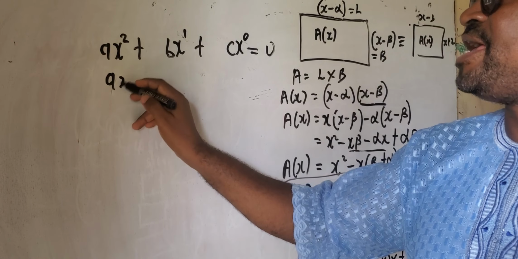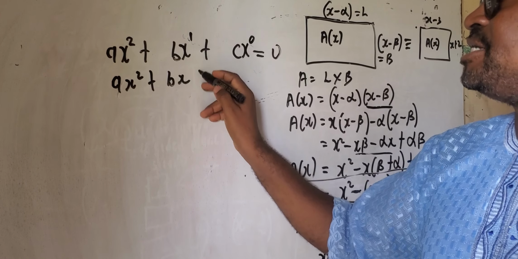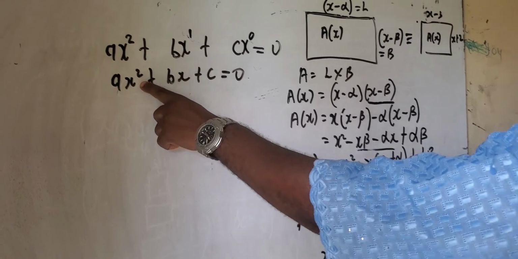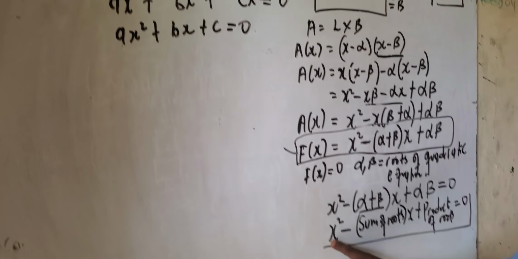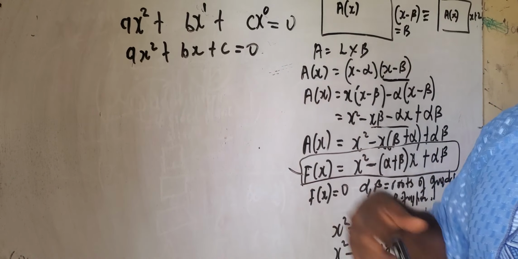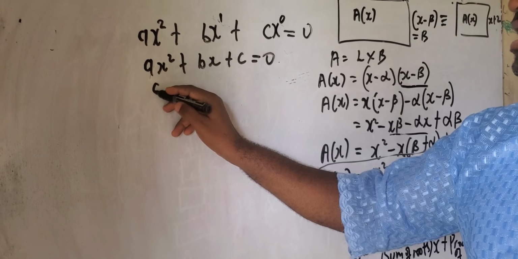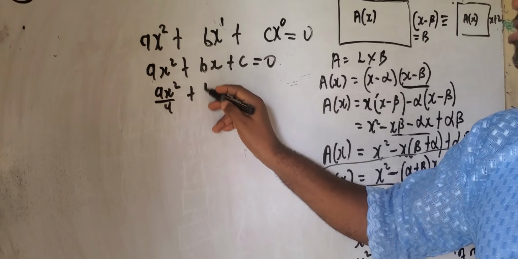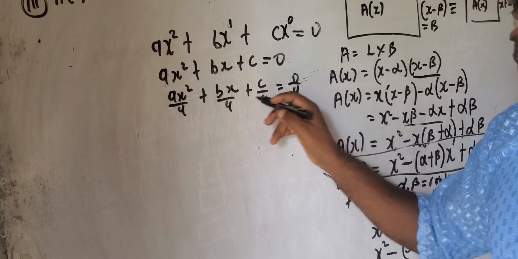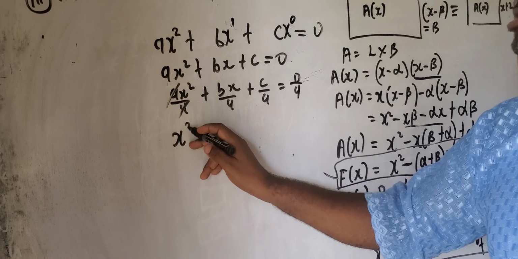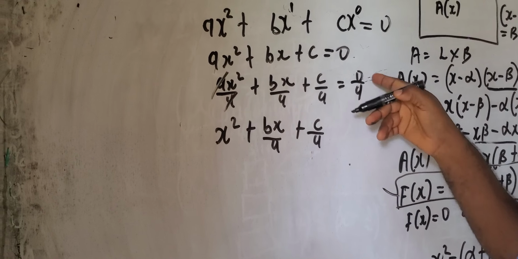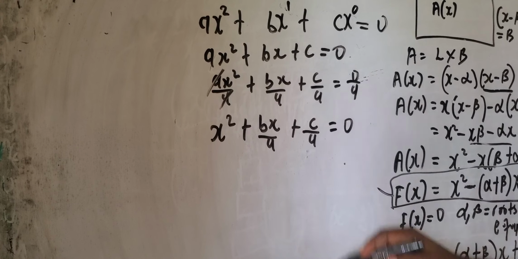So I can have this as ax squared plus bx plus c is equal to 0. You can see that the coefficient of x squared that I have here is a, but the coefficient of x squared that I have here is 1. So for me to have 1 here, you divide through by a. So we have ax squared divided by a plus bx divided by a plus c divided by a is equal to 0 divided by a. A cancels a. You have x squared plus bx all over a plus c all over a. Anything divided by a is equal to 0.